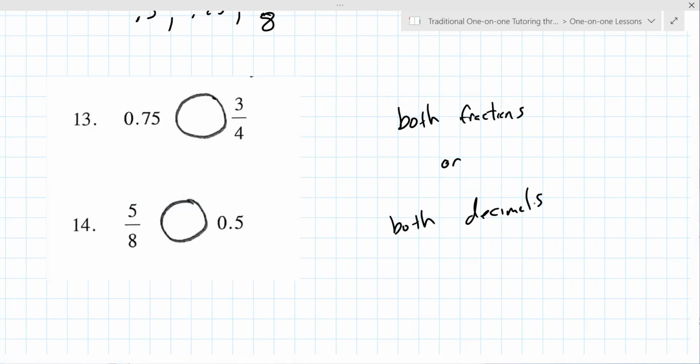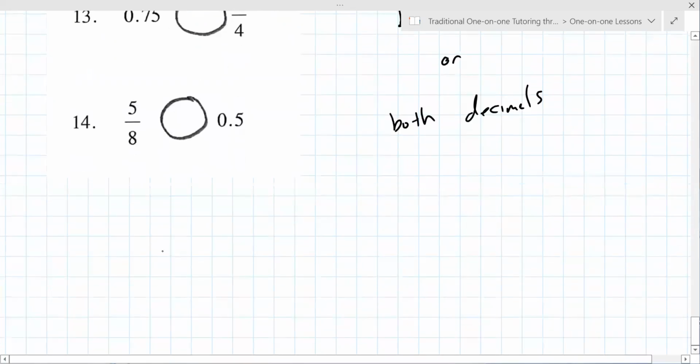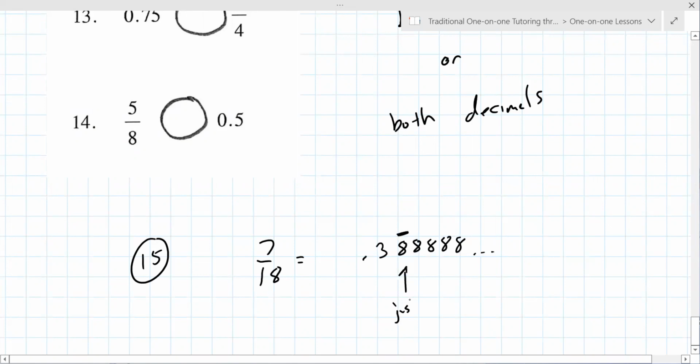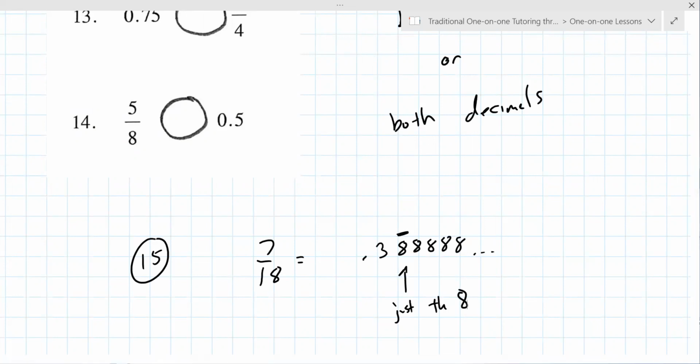So then for 13, you need to do the long division, and let me just do that really quickly here another way. For number 15, what 7 over 18 ends up being is 0.3888888. So the repeating part is just the 8. Okay, but then for 13 and 14, 13's equal, right? Yes.